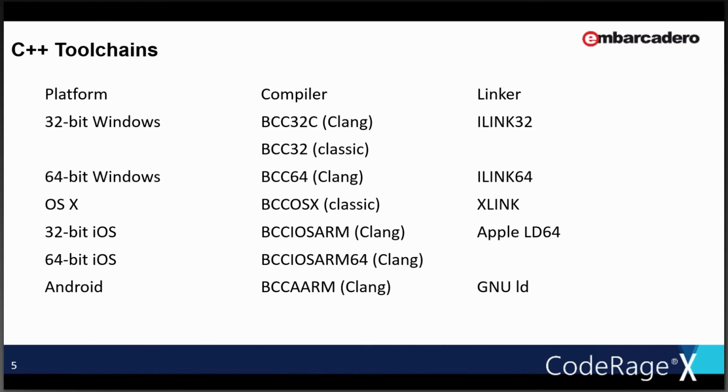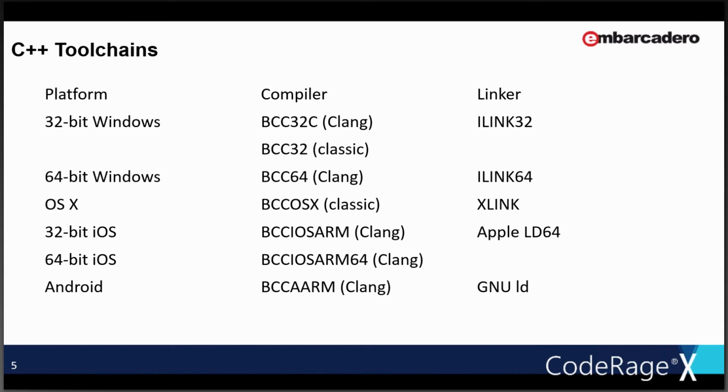iLink 32, iLink 64, that's our linker, is that right? Yeah, those are our linker. Okay. XLink? That's our linker. It's the OSX linker. Okay, and then LD, I guess 32 and 64. I think, is it the same linker for both 32 and 64-bit iOS? Yes. That's Apple's linker that we ported and are running on the Windows platform with some minor changes. And then for Android, GNU LD? Yeah, it's the LD that is included with the NDK.